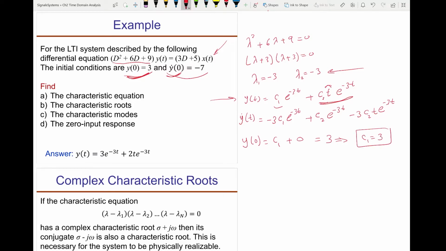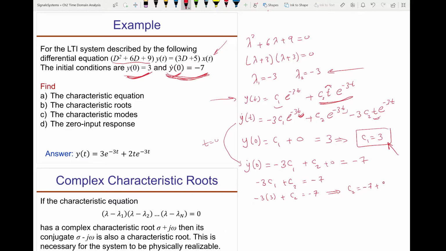Now let's use the second equation, which is the derivative at t equals 0 is minus 7. So let's plug in t equals 0. And this will be y derivative 0, minus 3c1, you plug t equals 0 here, you get 1, plus c2, plug t equals 0, you get plus c2, and the last term you plug t equals 0 here, you get 0. And this equals minus 7. And that will be minus 3c1 plus c2 equals minus 7. Now plug in c1 equals 3. So that's minus 3 times 3 plus c2 equals minus 7. And here c2 equals minus 7 plus 9, equals 2.